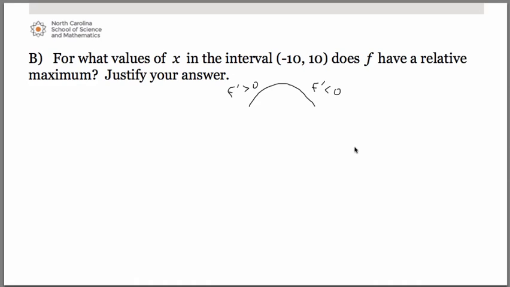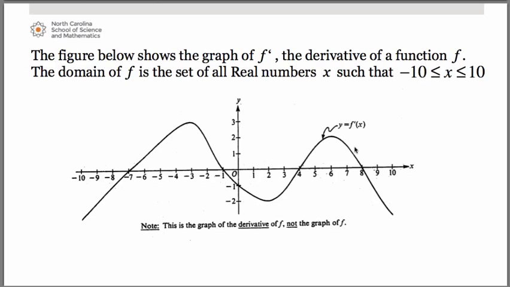So we want to go back to the graph and see if we can determine where that happens on the derivative graph. Can you locate any x values at which we know the derivative is changing from positive on the left to negative on the right, which will therefore create the relative maximum on the original function f?